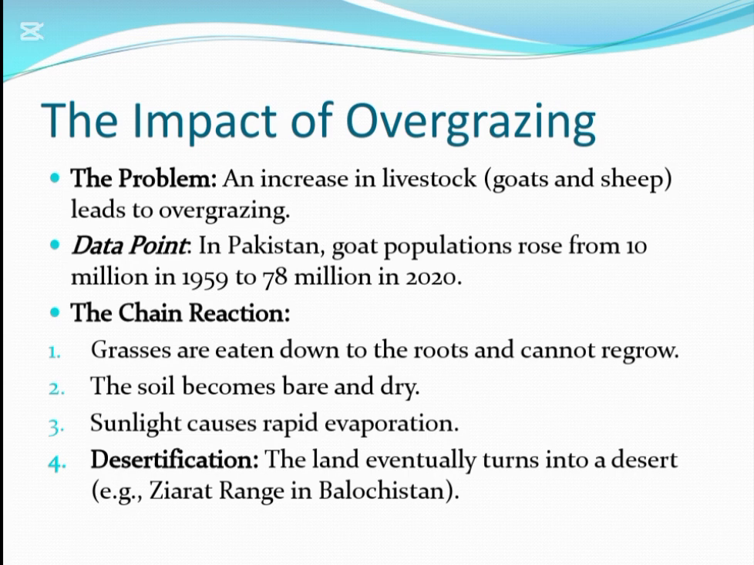Now, next is the impact of overgrazing. Class, we have already talked about people cutting down trees, but sometimes the destruction comes from what we raise. Let's look at the problem of overgrazing. The first point is the main problem is an increase in livestock, goats and sheep leads to overgrazing. Here is some data point in Pakistan. Goat population rose from 10 million in 1959 to 78 million in 2020. When you have that many hungry animals in one area, the land simply cannot keep up.